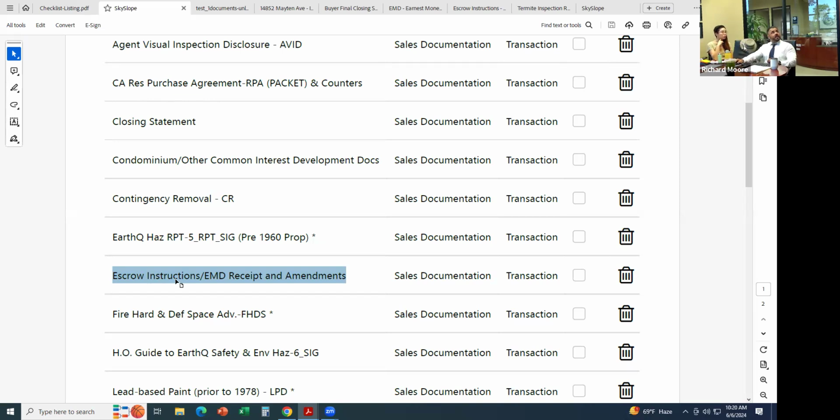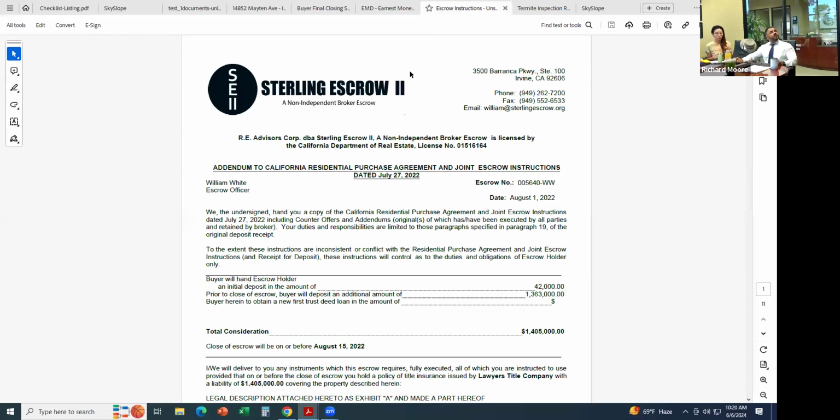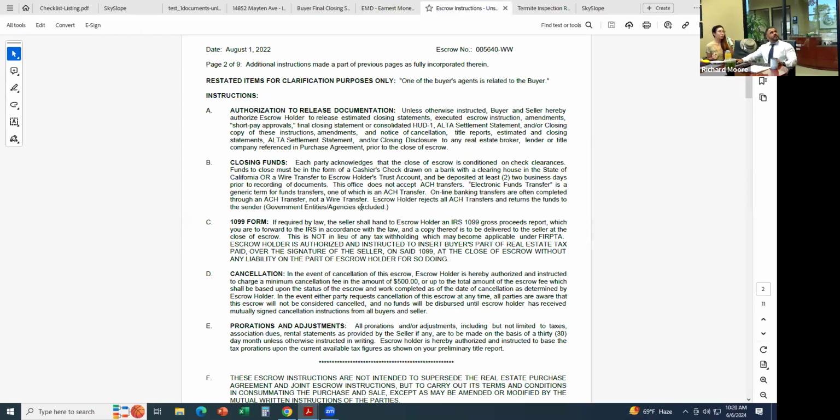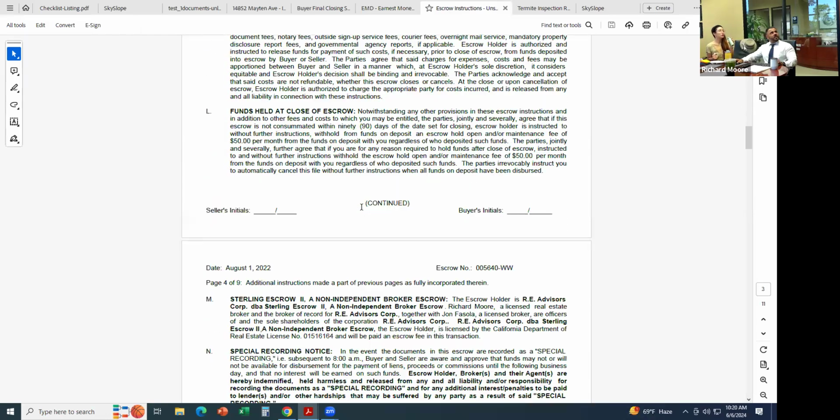And that's gonna look something like, I know I have some up here. Hold on. Almost, here we go. Escrow instructions. It's just a bunch of pages that are summarizing what the escrow instructions are.